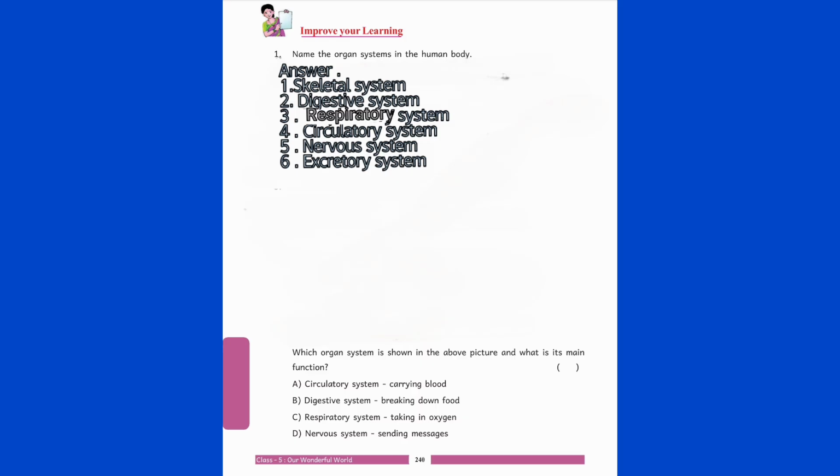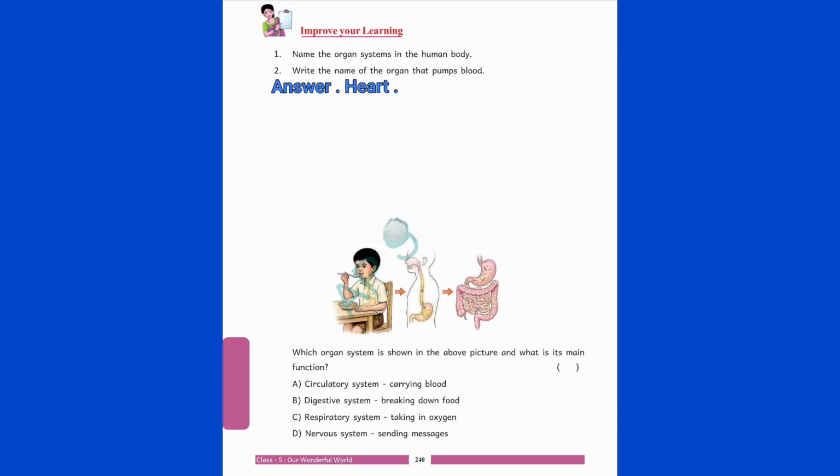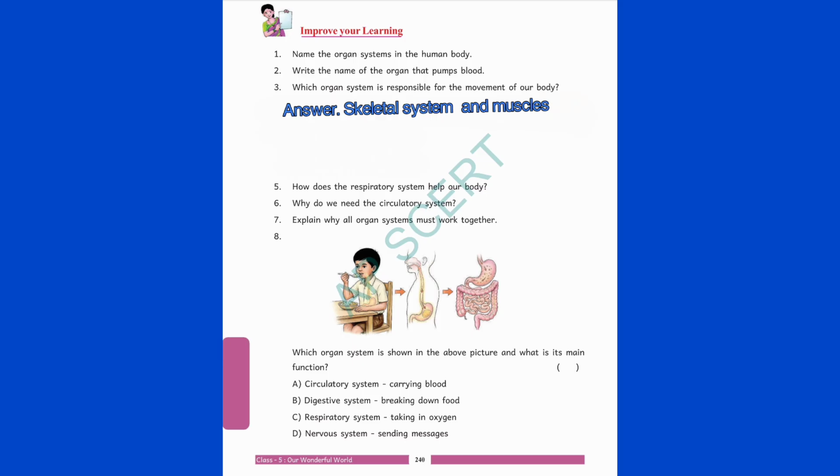Improve your learning. 1. Name the organ systems in the human body. Answer: 1. Skeletal system. 2. Digestive system. 3. Respiratory system. 4. Circulatory system. 5. Nervous system. 6. Excretory system. 2. Write the name of the organ that pumps blood. Answer: heart. 3. Which organ system is responsible for the movement of our body? Answer: skeletal system and muscles.